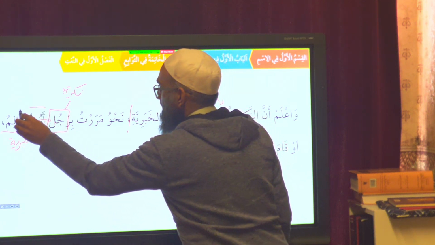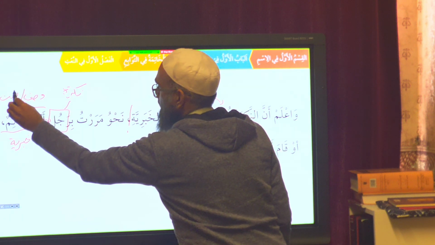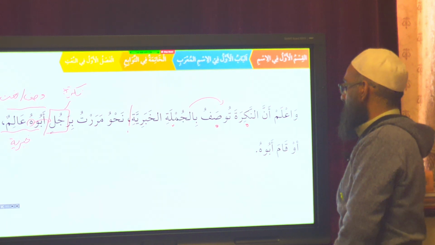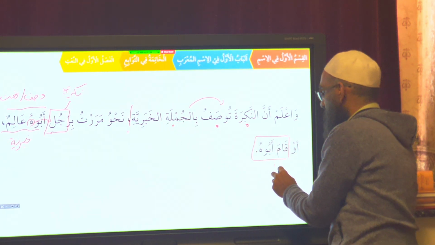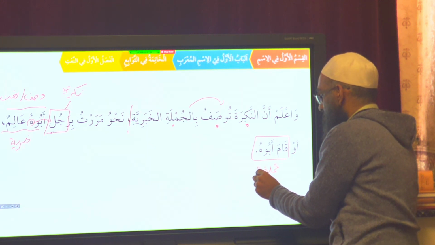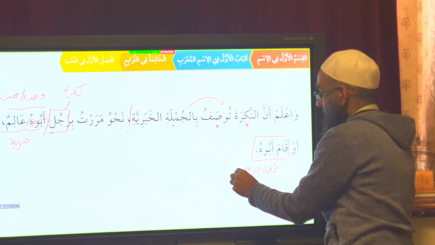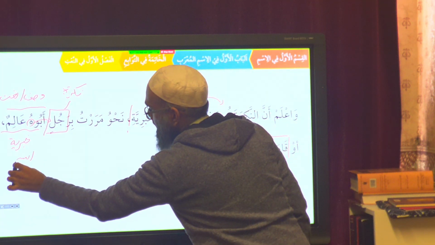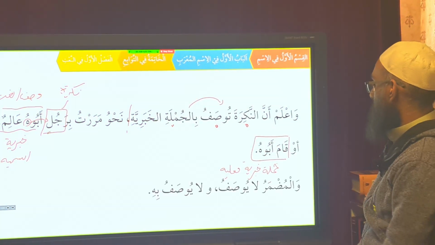You can now make this the na'at, same thing. As a jumla ismiya example, أو قام أبوه, same thing. It's a jumla and it's khabariya, therefore you can make it a na'at. This one is a jumla khabariya fi'liya and this is a jumla khabariya ismiya. He gave two examples so you can see that both can become the na'at.